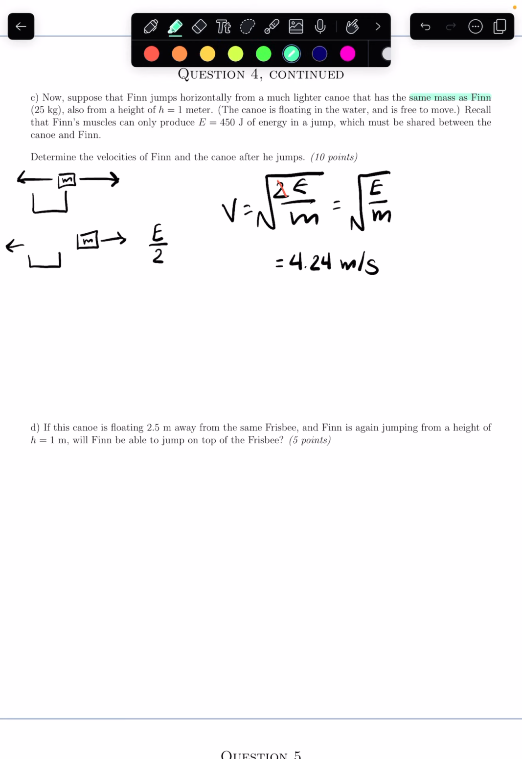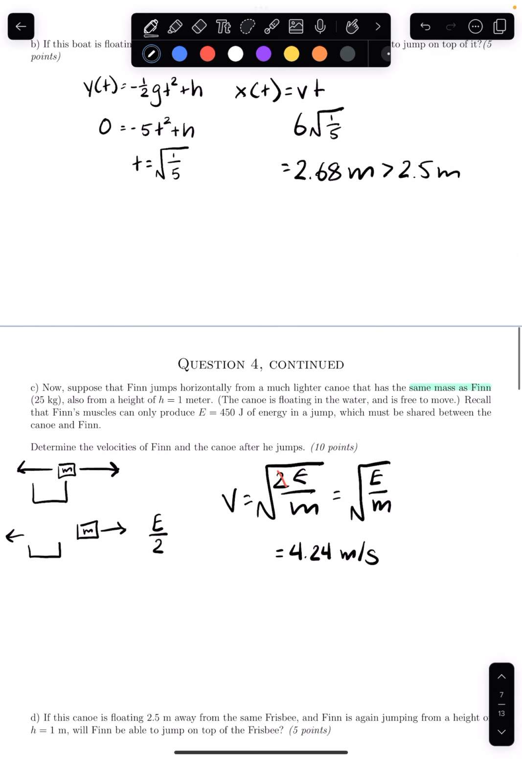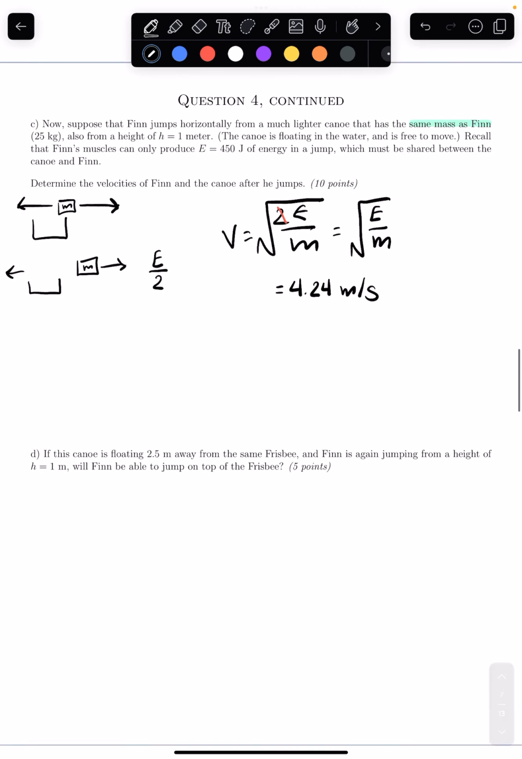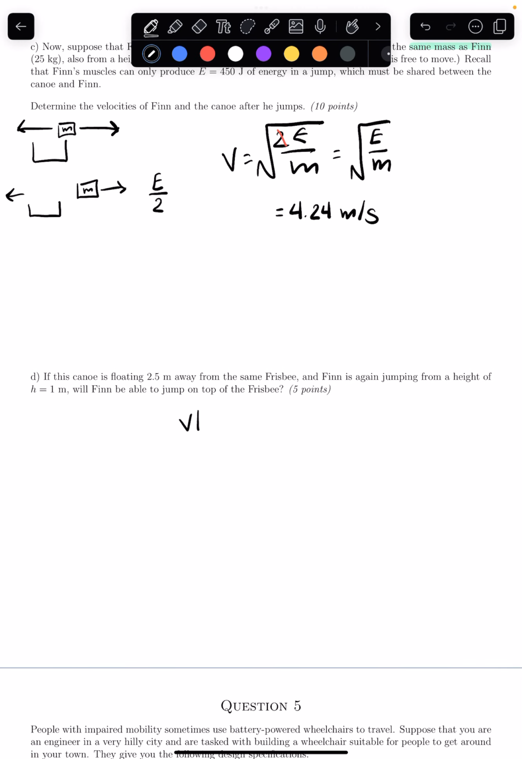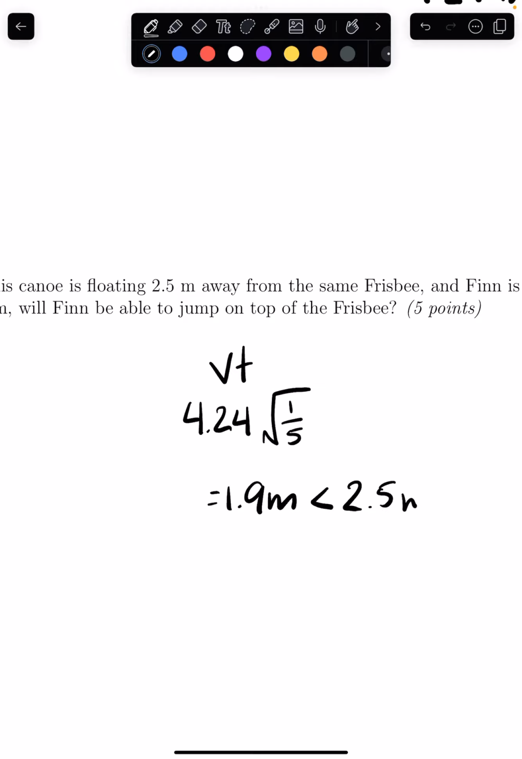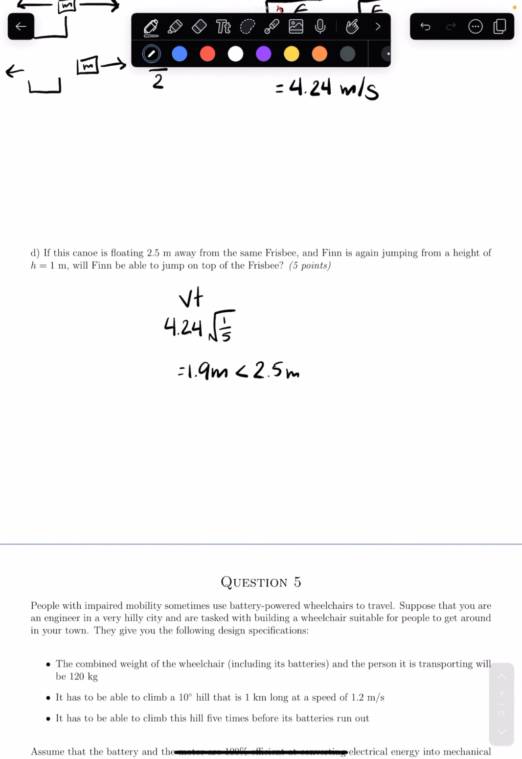And next we want to know again if he'll be able to jump onto the Frisbee. There's no new information here. So we're just going to do the same thing again, using this expression, but now we have a new velocity. So it's still just going to be v times t, but now it's going to be 4.24 times the square root of 1/5, and this should give us around 1.9 meters, which is less than the 2.5 meters we needed before, which means he will no longer be able to reach the Frisbee.